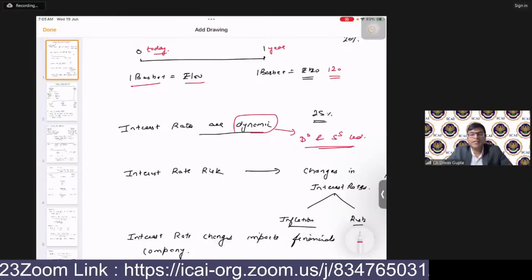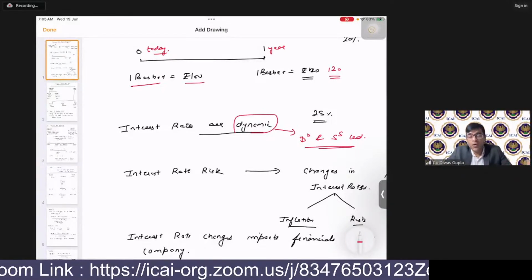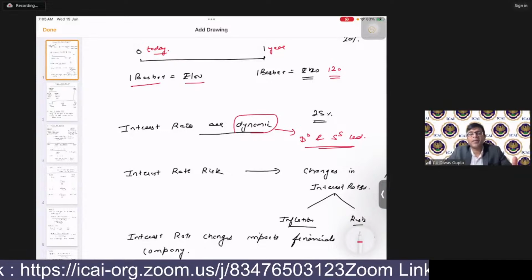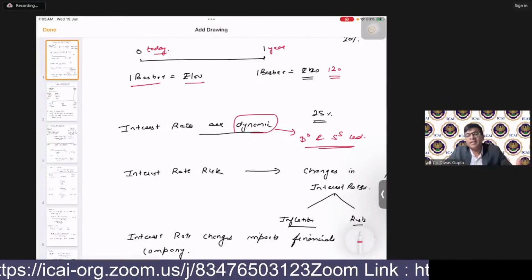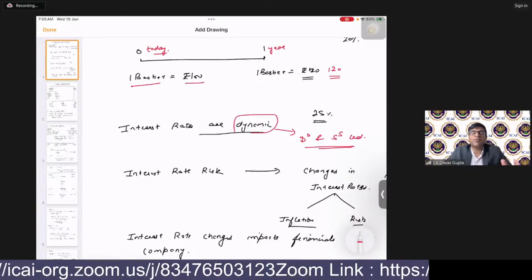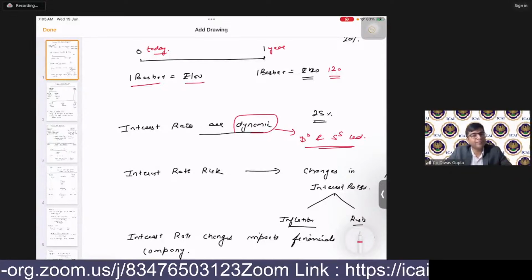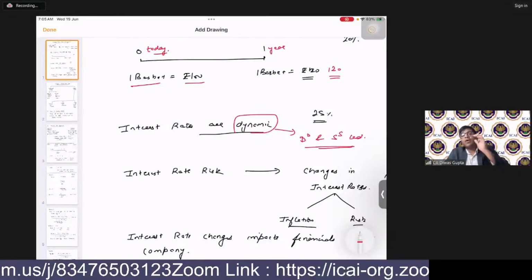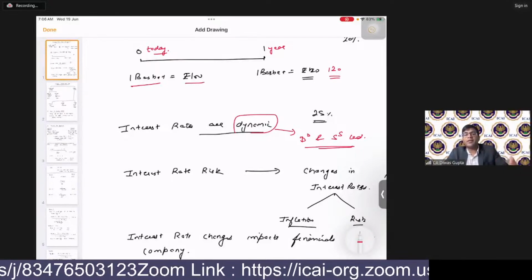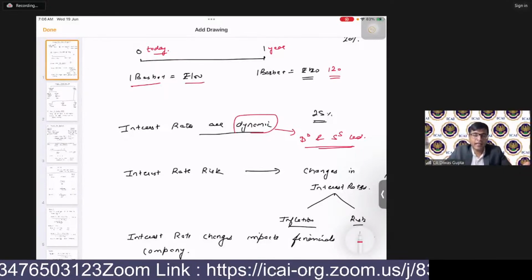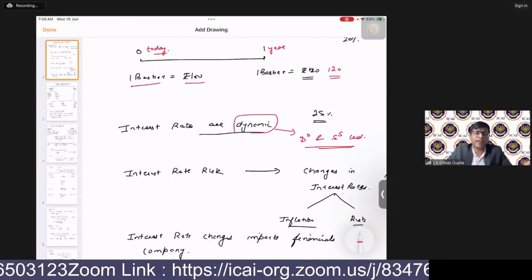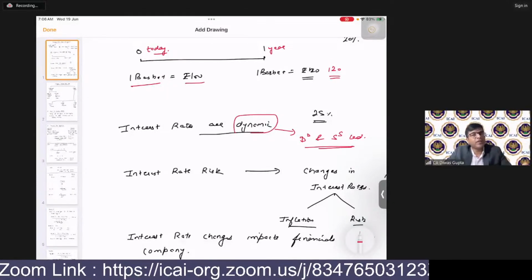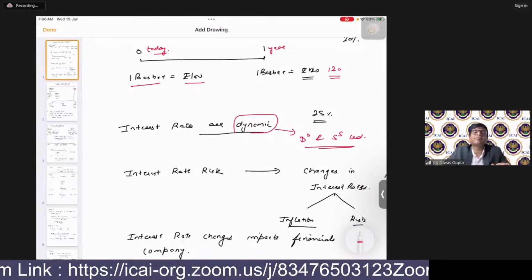We associate risk with not knowing what the outcome is going to be. Correct? That is what risk is. Or let's say our estimate is very different from what actually happens in future. That is a risk. Now why is that happening? Because the underlying factor, for example the interest rate we're talking about here, is dynamic. So hence it is bound to change.